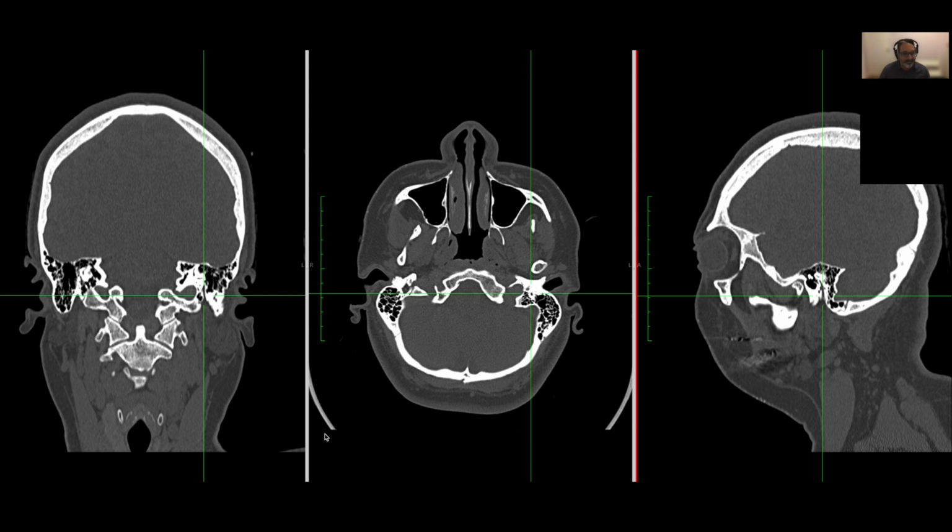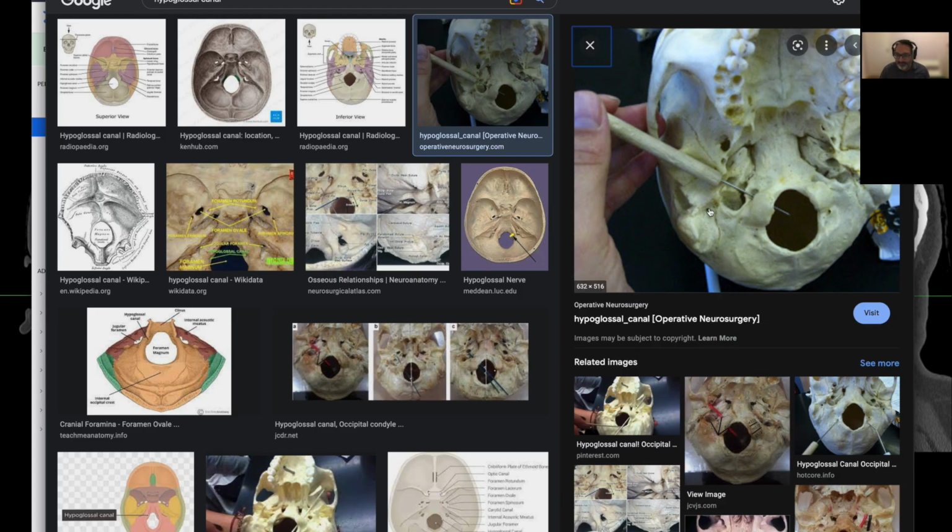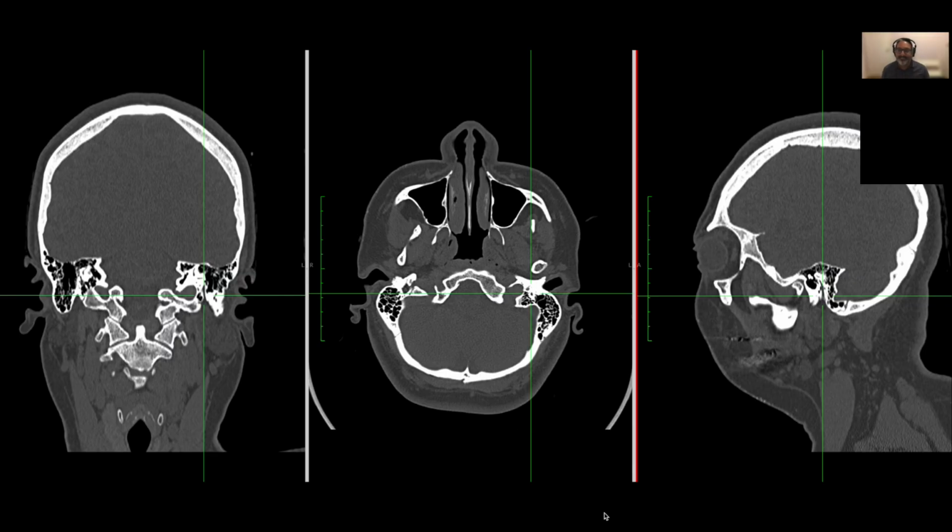No. Hypoglossal canal is here. I showed it to you there. That's a stylomastoid foramen.